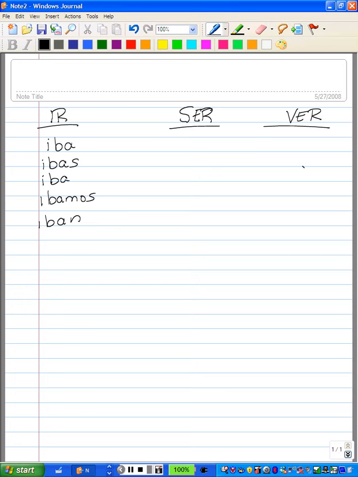Alright, the verb ser. Let me put my accent there for íbamos. The verb ser is going to be era, eras, era, éramos, and eran. That's I was, you were, he or she was, we were, they were.